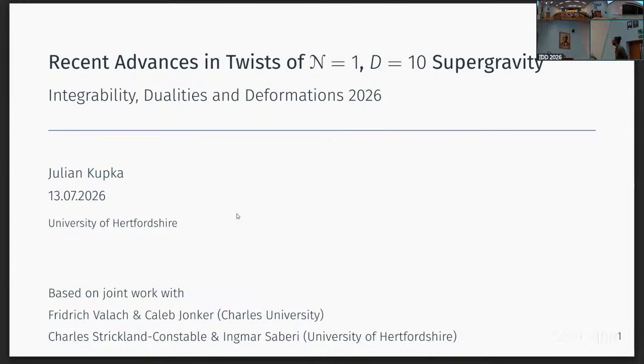Yeah, I'm a PhD student at the University of Hertfordshire, and my talk today is based on joint work with Friedrich Wallach and Kayla Bionka, who are at Charles University in Prague, as well as my supervisor, Charles Strickland Constable, and Ingmar Seberi, who are at the University of Hertfordshire with me as well.